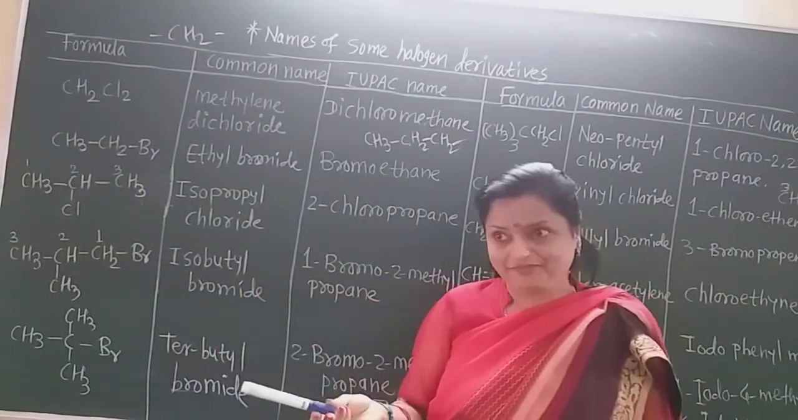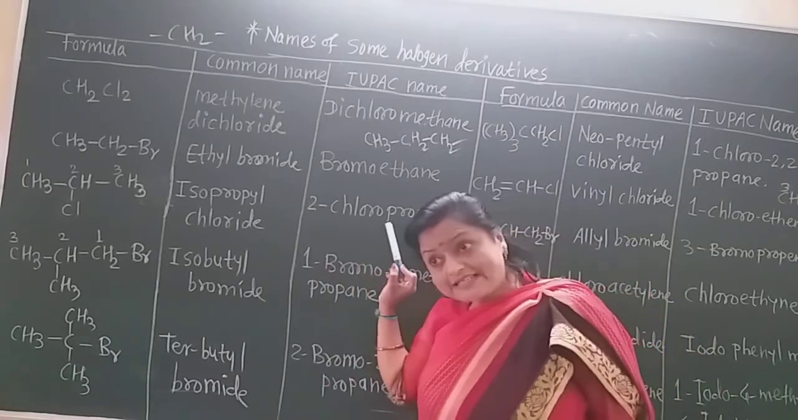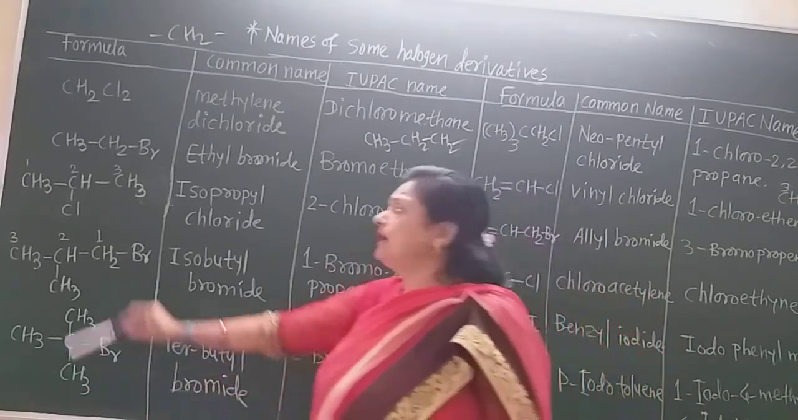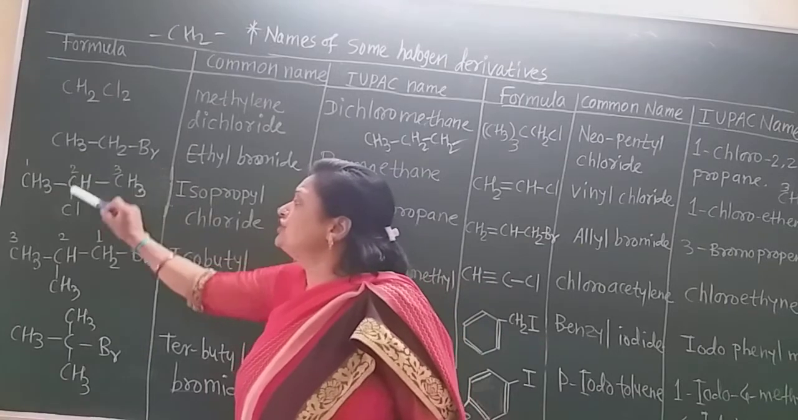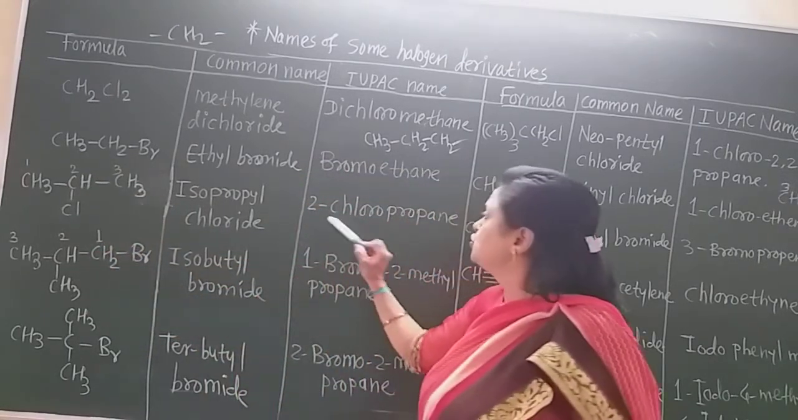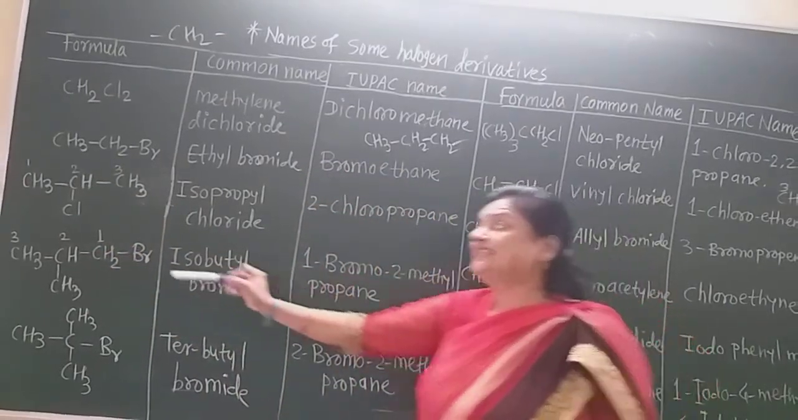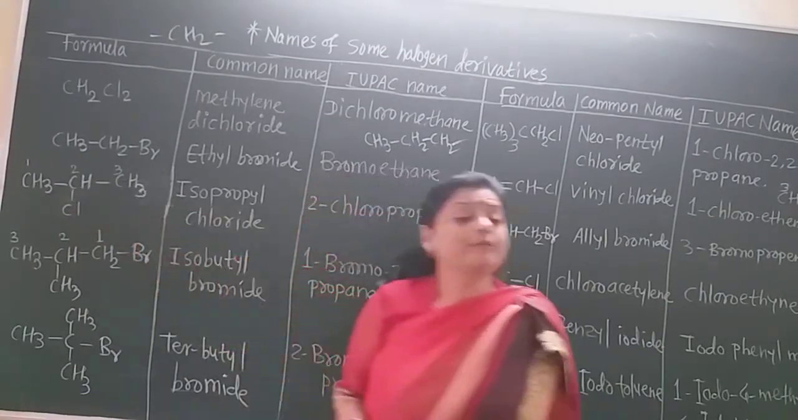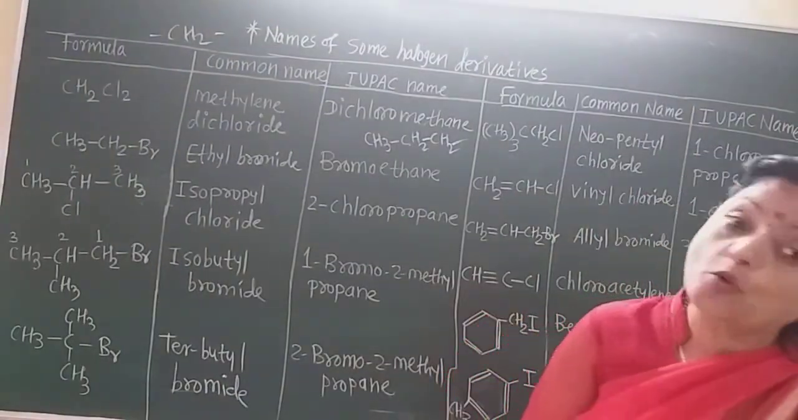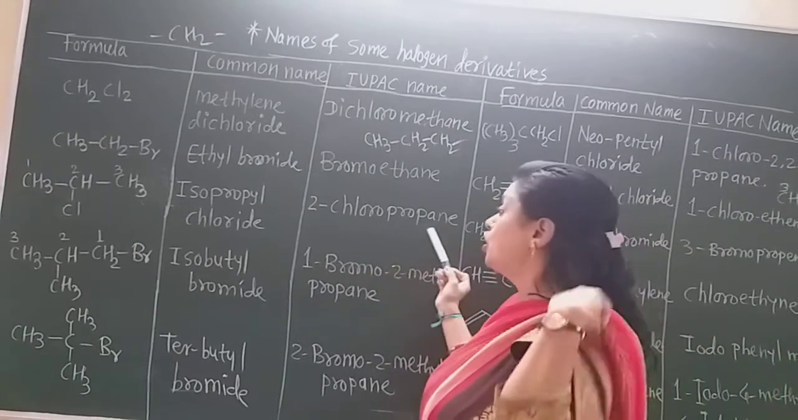Both are correct. Now, what is the IUPAC name? On giving the numbering, on the second position there is the chlorine. So it is 2-chloropropane, because in the straight chain there are 3 carbon atoms. So the parent alkane is propane. So it is 2-chloropropane.